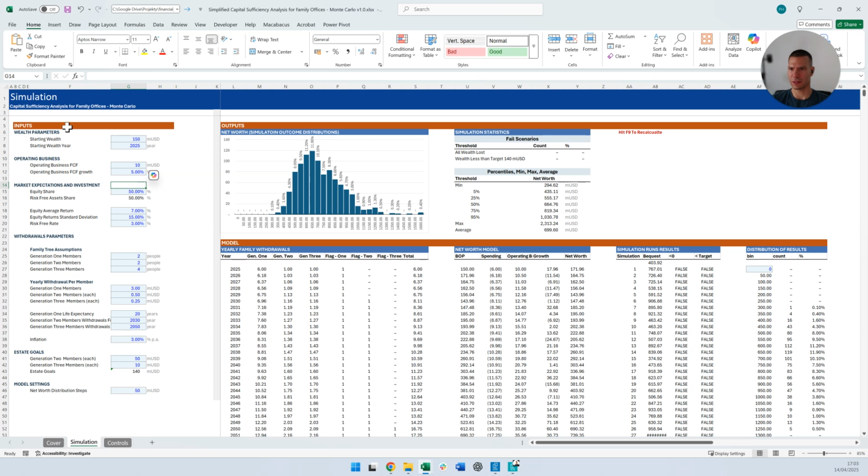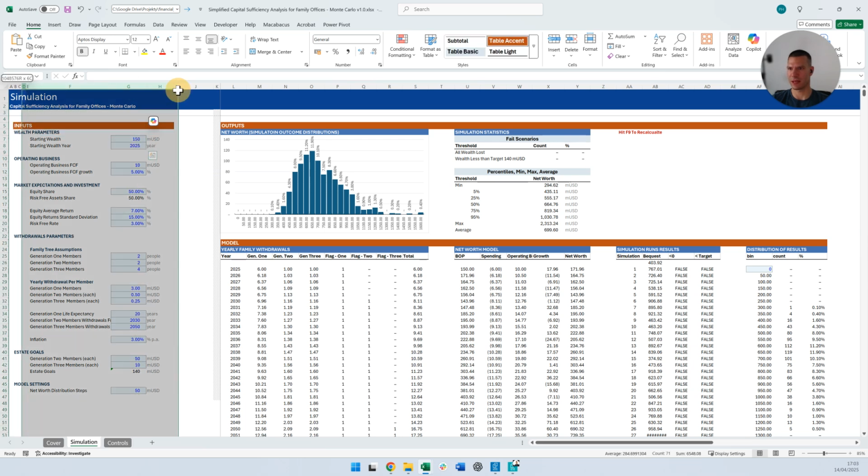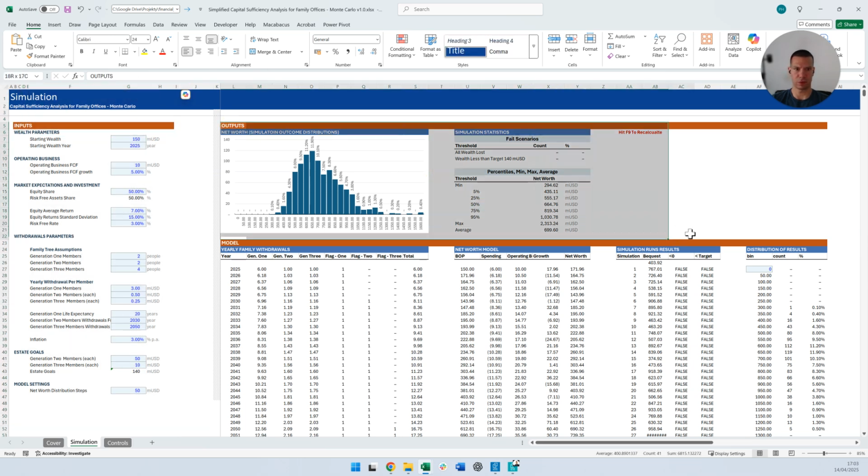So the model is structured into three sections. First, there are the inputs on the left-hand side. Then there are outputs on the right-hand side in the top section, and then is the model itself.